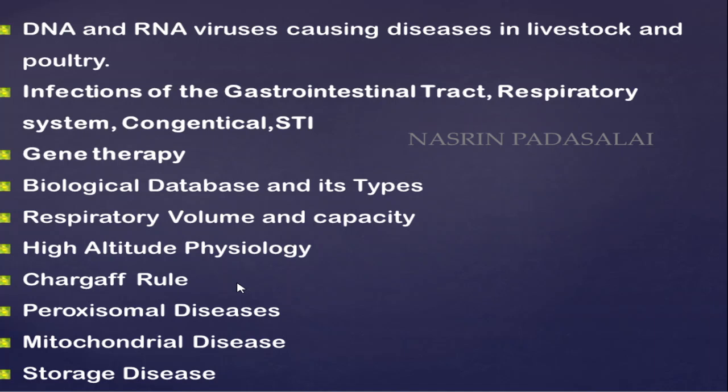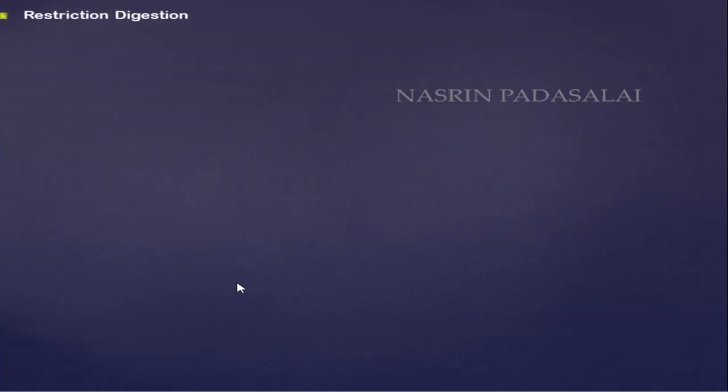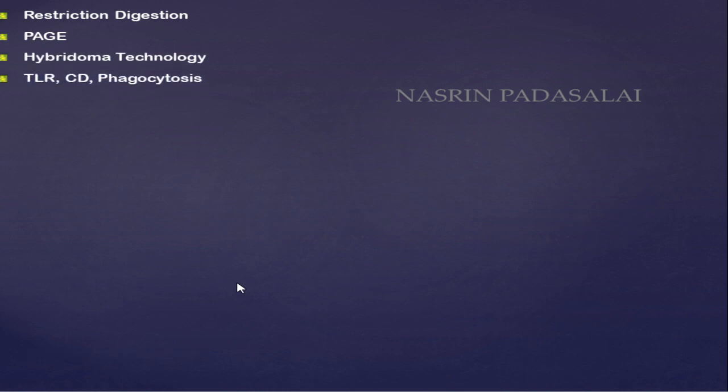Next, you need to study about peroxisomal disorder, storage disorders like lipid storage disorder, lysosomal storage disorder, and next is inborn error of amino acid metabolism. Next you need to study about mitochondrial disorder, like that. Next you need to have a special understanding about restriction digestion, PAGE technique, hybridoma technology. In immunology, in addition to that, you need to study about TLR, CD. What is present at the surface of B cell, or what is present at the surface of T cell, like that they will be asking.